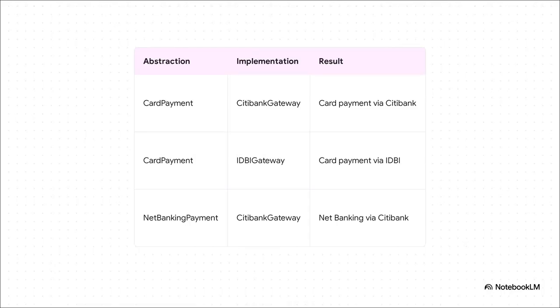See what's happening here? By building a bridge, we can treat the payment method as our abstraction and the payment gateway as our implementation. This means we can mix and match any payment method with any gateway we have, all at runtime. We don't have to create a ridiculous card payment via Citibank class. The flexibility we gain is just immense.